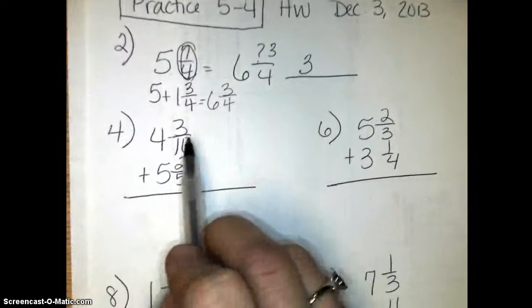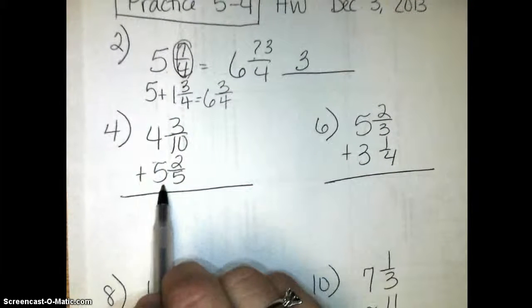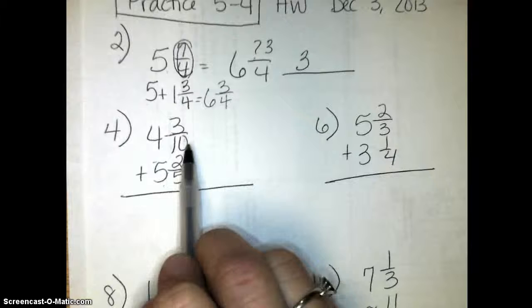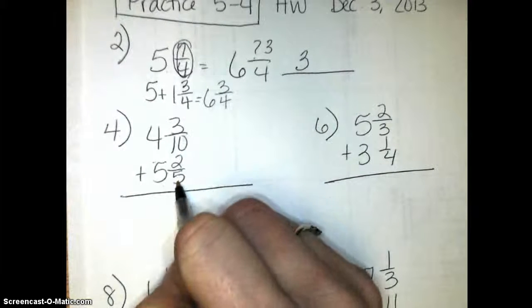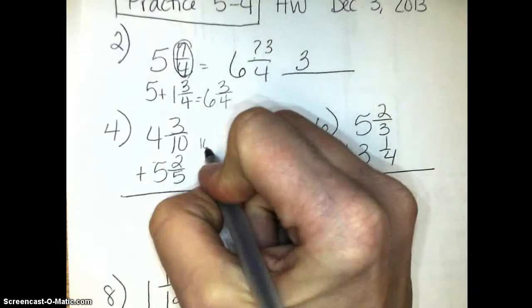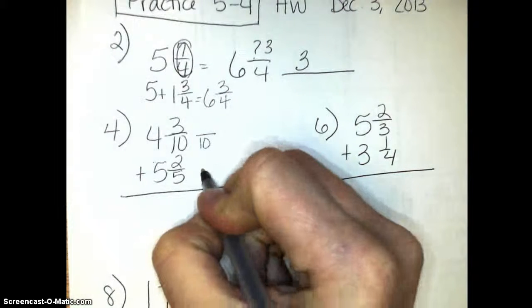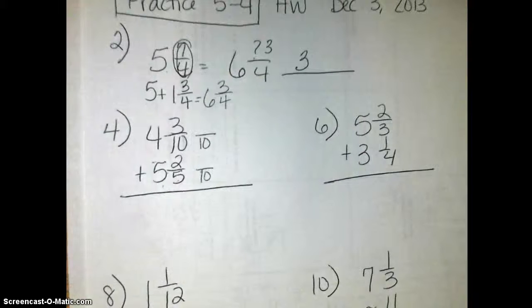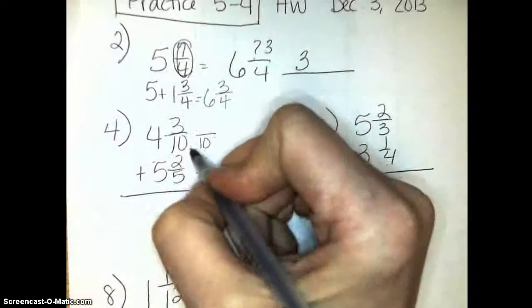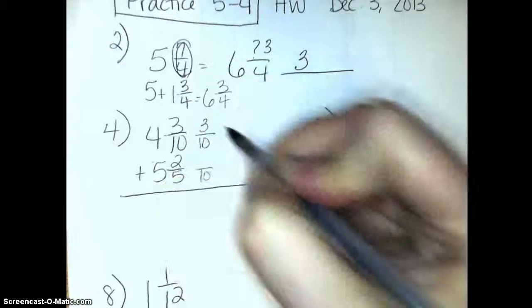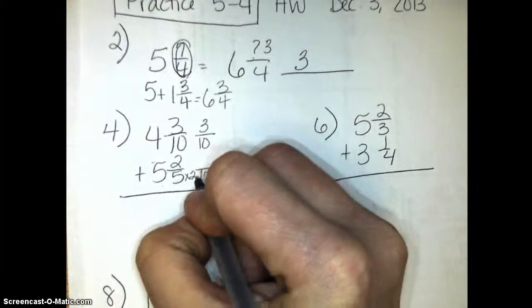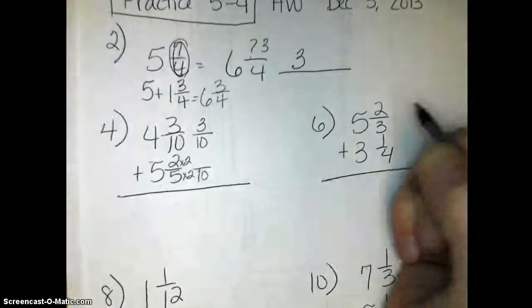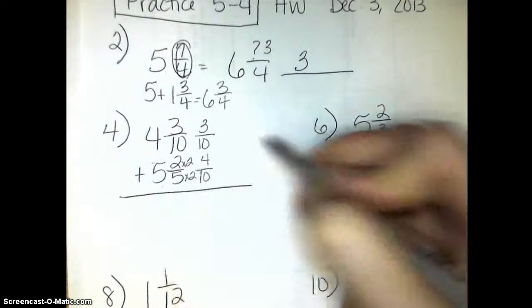Okay. Number 4, if we were going to add 4 3/10 plus 5 2/5, we would want to make a common denominator. So we think about multiples of 10 and multiples of 5, and we know that 10 would be our smallest common multiple, or in this case, our smallest common denominator. So 3/10 would stay 3/10. And 2/5 would be renamed as 4/10 because it would be the second equivalent fraction to 2/5, so 4/10.